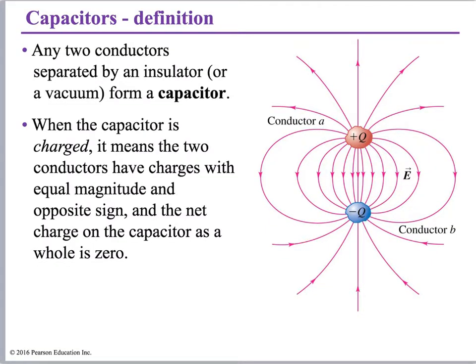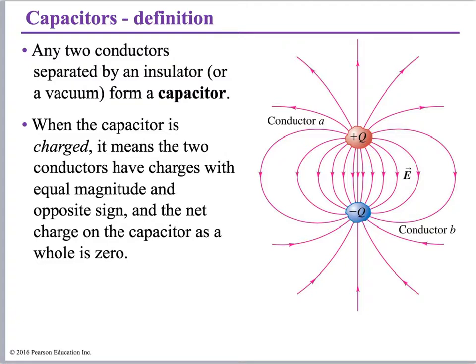When we charge up a capacitor, what we actually are doing is we put a positive charge on one conductor and a negative charge on the other. The magnitude of charge on each conductor is the same. It's just that they have opposite signs. So in a way, we would say that the total charge on the capacitor at that time is 0, because of course the charges would cancel out.